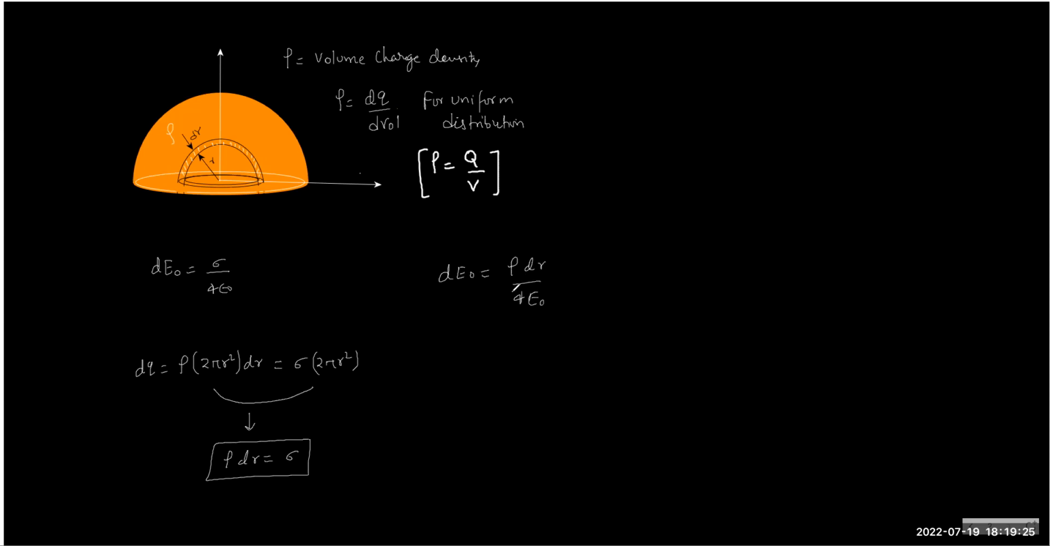This is the easiest question that we can solve. So the electric field turns out to be rho capital R by 4 epsilon naught. So that is the electric field. Is it clear? Yes, sir.